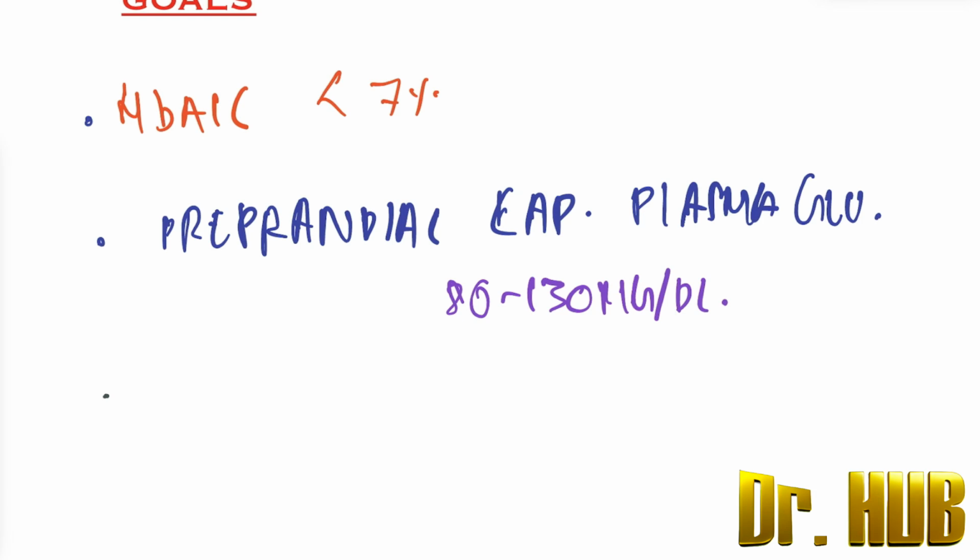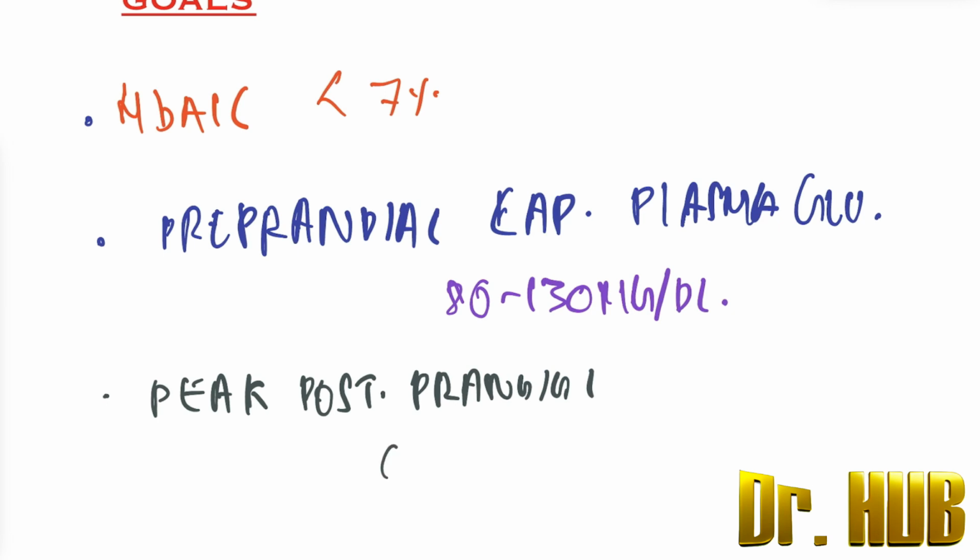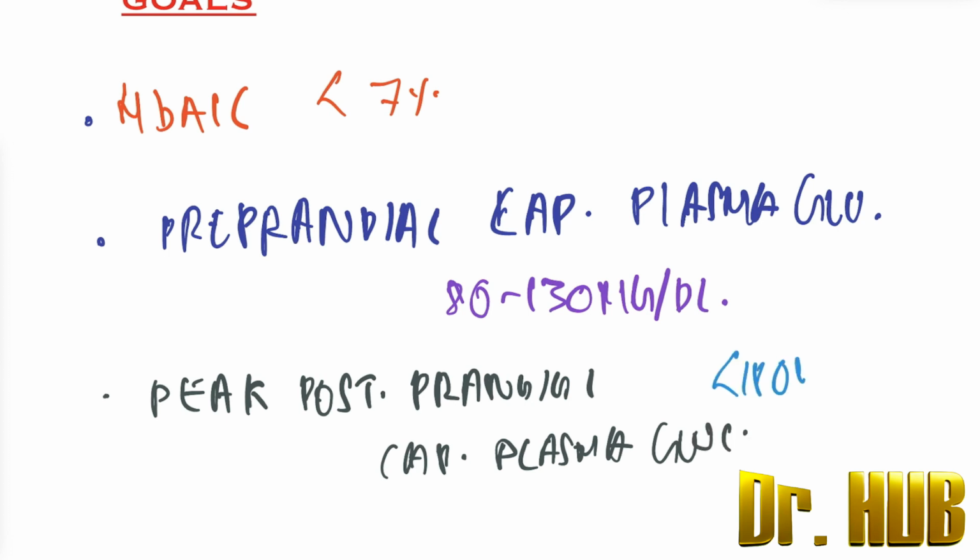Next, what is involved is the peak postprandial capillary plasma glucose. So this is nothing but less than 180 mg per dl. Next, we look at the blood pressure, which will be less than 140 by 80 mmHg.